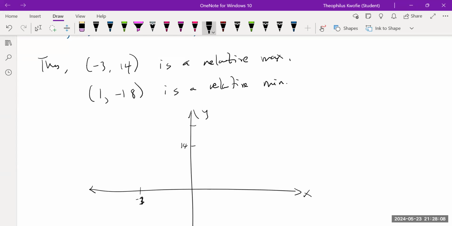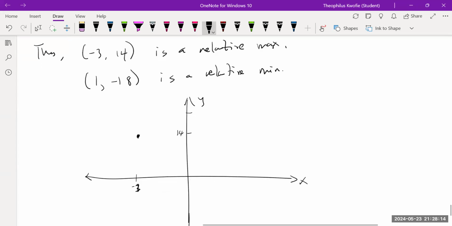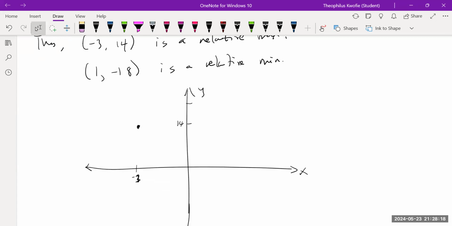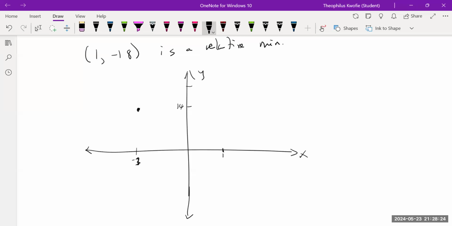So if this is our coordinate, -3, 14, and then let's also plot 1 and -18. So let's assume that 1 is here, and then -18 is probably down here. Let's say -18 is here. That means that this is a point. This will be the turning point.